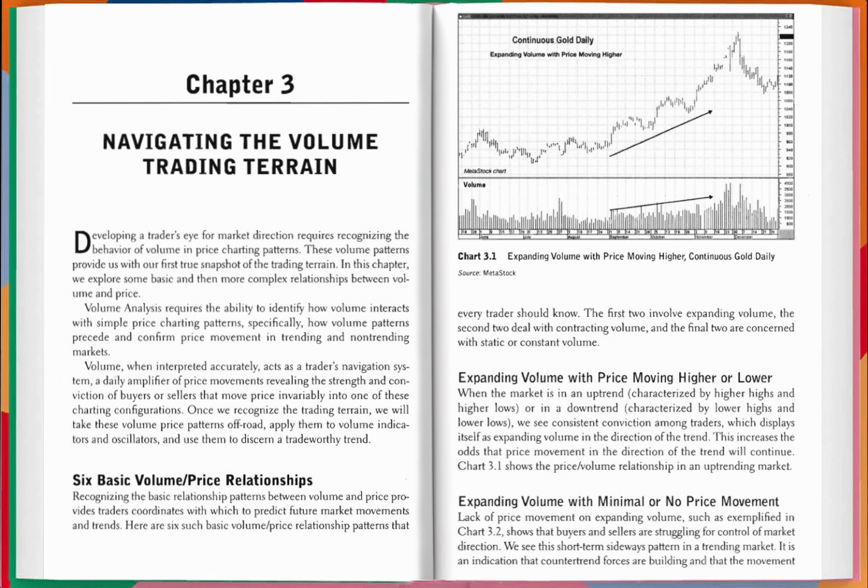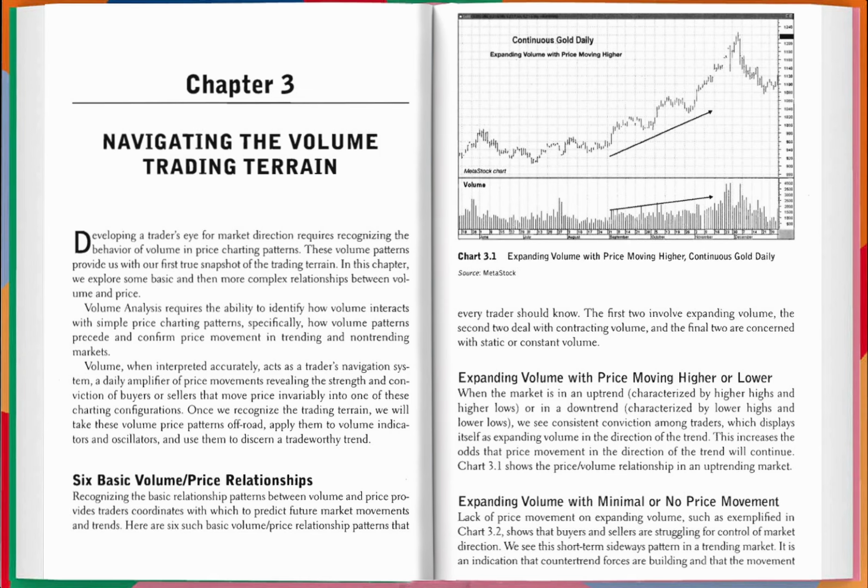Expanding volume with price moving higher or lower. When the market is in an uptrend, characterized by higher highs and higher lows, or in a downtrend, characterized by lower highs and lower lows, we see consistent conviction among traders, which displays itself as expanding volume in the direction of the trend. This increases the odds that price movement in the direction of the trend will continue. Chart 3.1 shows the price-volume relationship in an uptrending market.